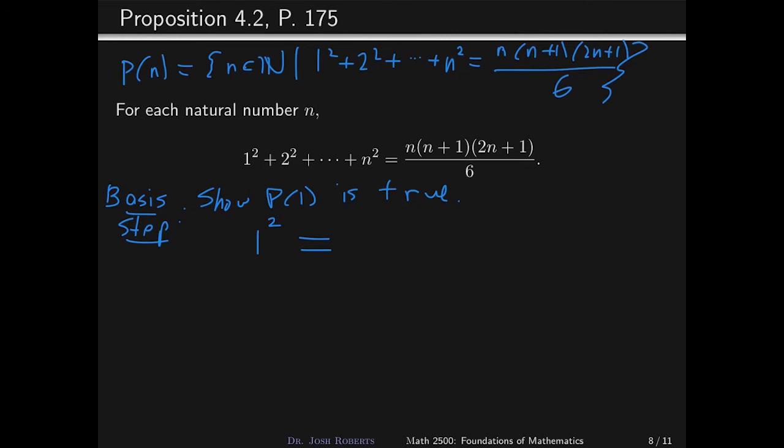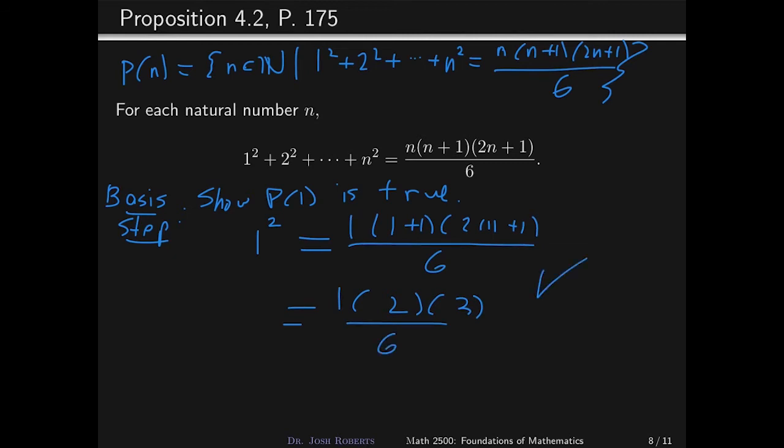n is 1 in this case. N is 1, plugging in a 1 on this side. So I have 1 times 1 plus 1 times 2 times 1 plus 1 all over 6. Well, that's equal to 1 times 2 times 3 over 6. Yeah, so the basis step checks out. Okay? And that's how you do your basis step. My basis step checks out, so I can move on to the inductive step.